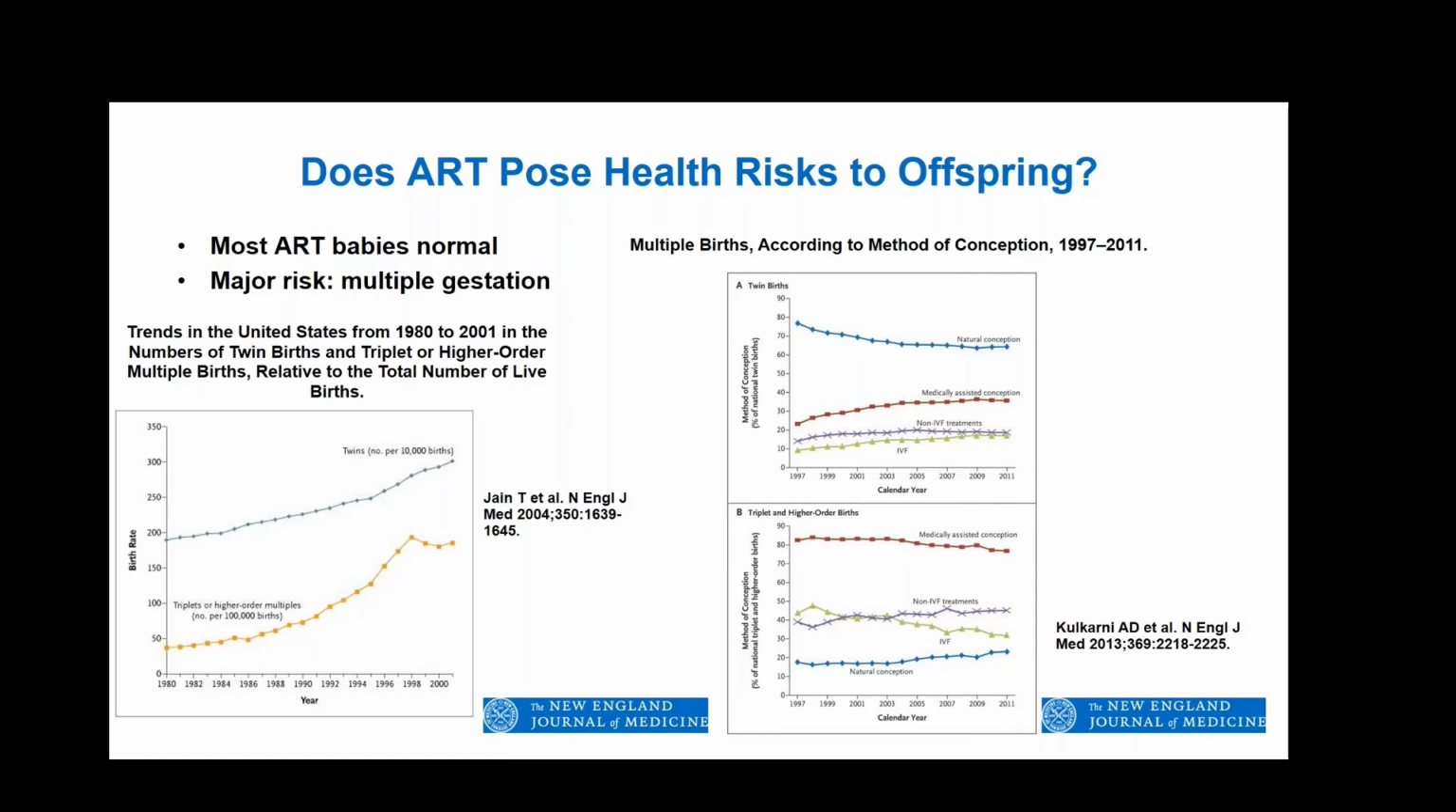A 2013 paper by Kulkarni et al. demonstrated that while some of these multiple gestations come from other assisted conception methods, so these are non-IVF twins and non-IVF higher order multiples, many of them still come from IVF treatment. That's twins and higher order multiples. Recent decreases in embryo transfer number have resulted in decreasing rates of higher order multiples, but not yet much change in twin rates. Increased use of single embryo transfer may soon change that.